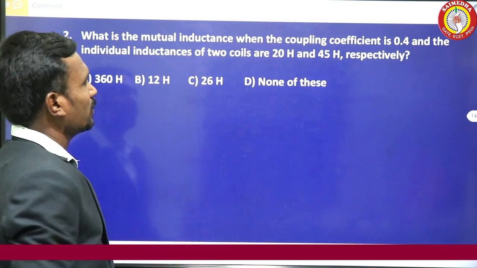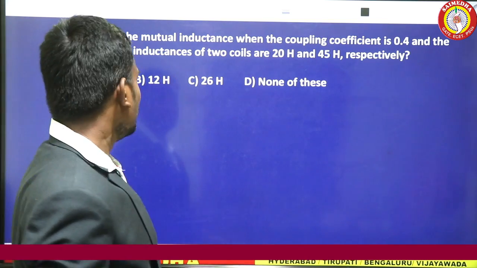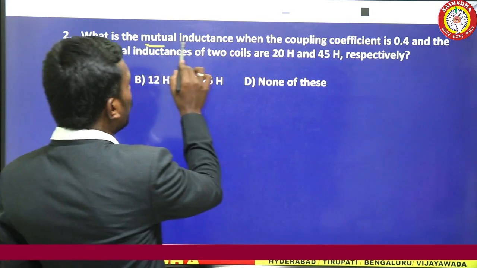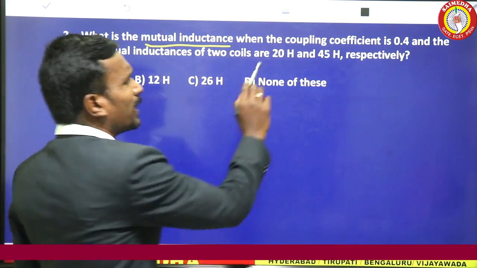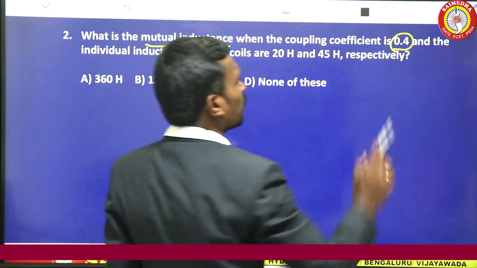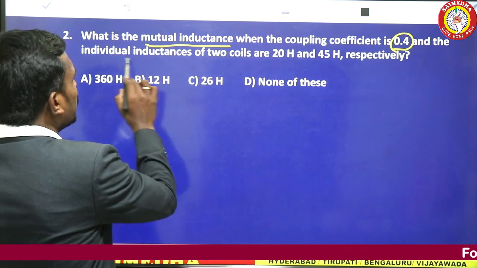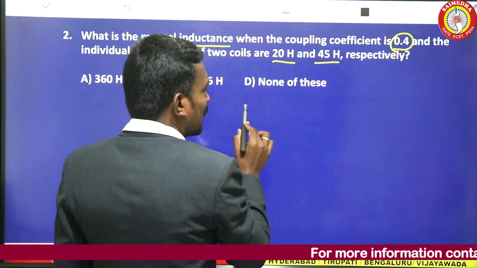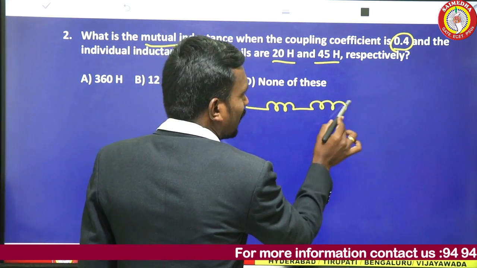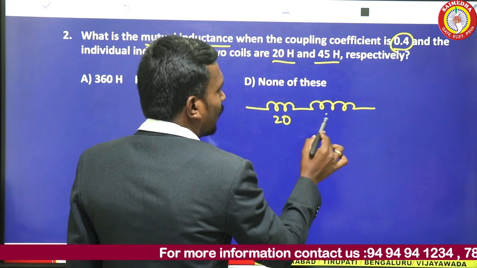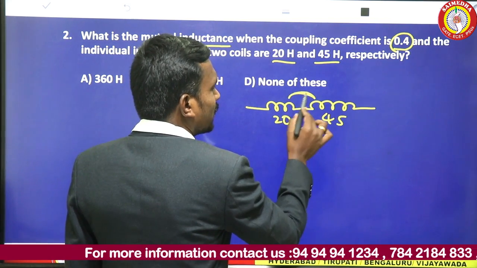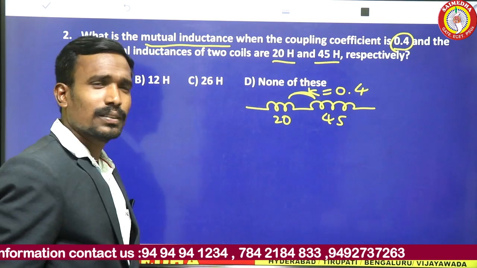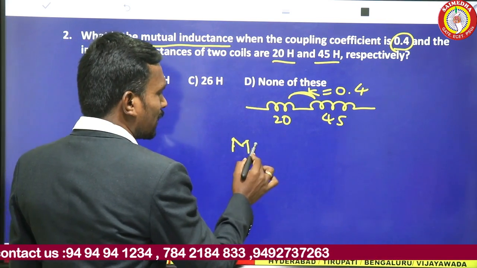Yeah, this is the question. Let's see here. What is the mutual inductance? When the coupling coefficient is 0.4 and the individual inductances of two coils are like this. Here two coils are there. One is 20 Henry and the other one is 45 Henry, and in between these two the coupling factor or coupling coefficient is 0.4. Then he wants the mutual inductance.